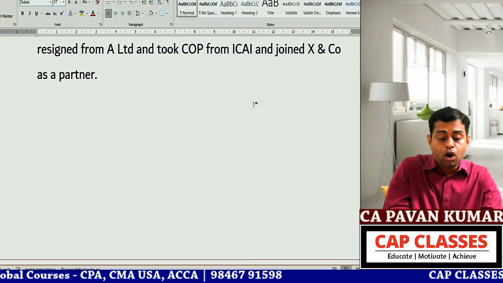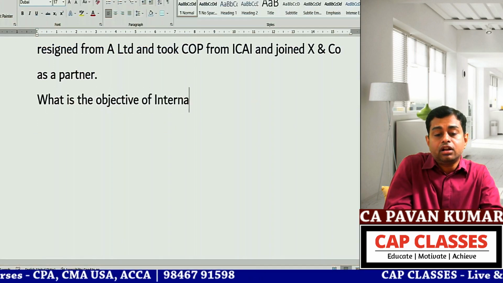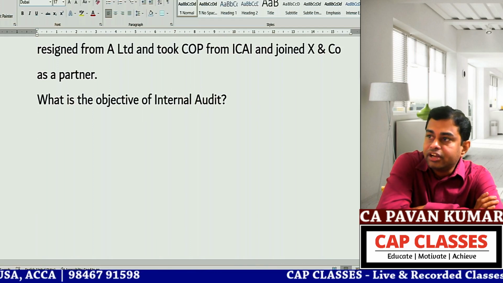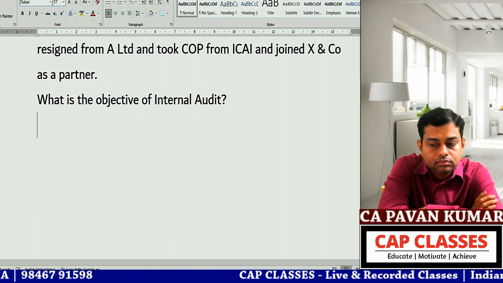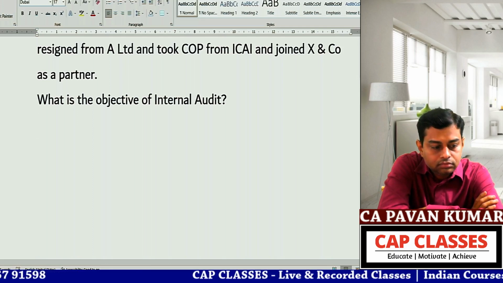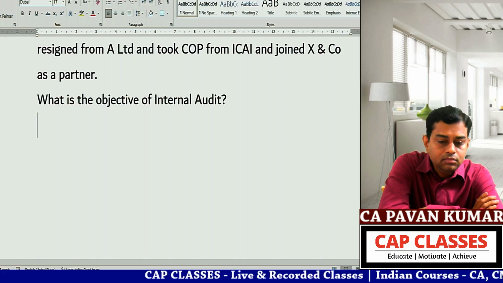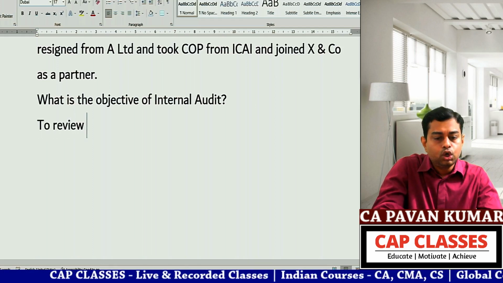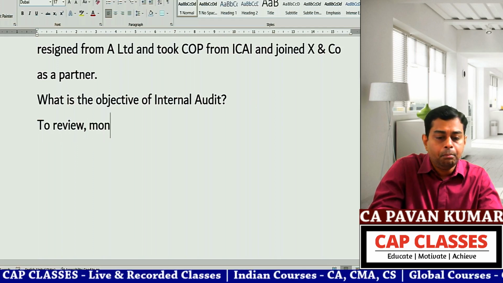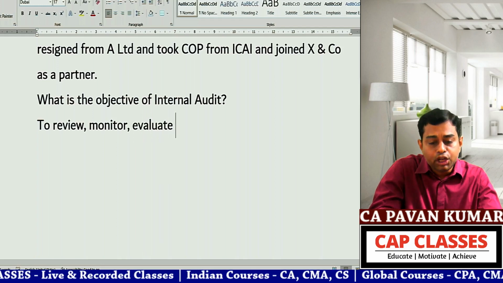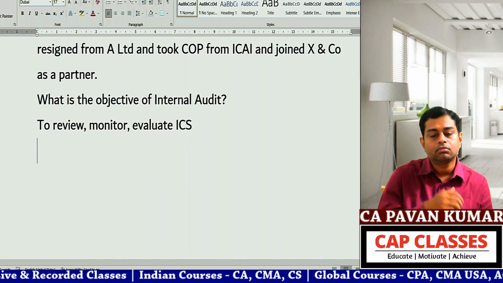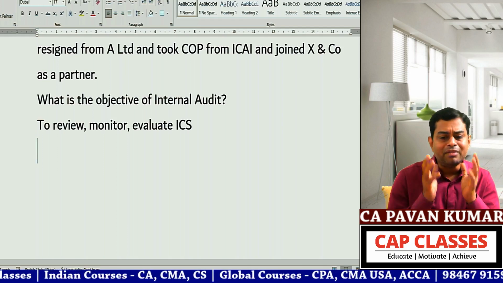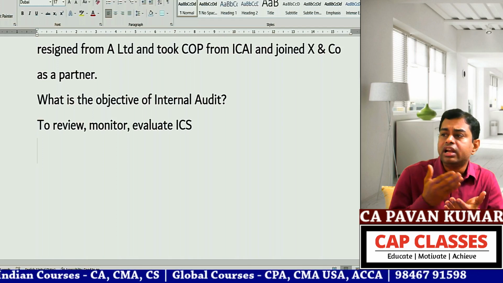Okay, now you tell me what is the objective of internal audit? Susan, can you tell me what is the objective of internal audit? Simple, in a single phrase, if you want to tell, to review, monitor, evaluate internal control system. Internal control system includes risk assessment also. So what is the primary objective of internal auditor? Internal auditor has to review, monitor, evaluate internal control system.